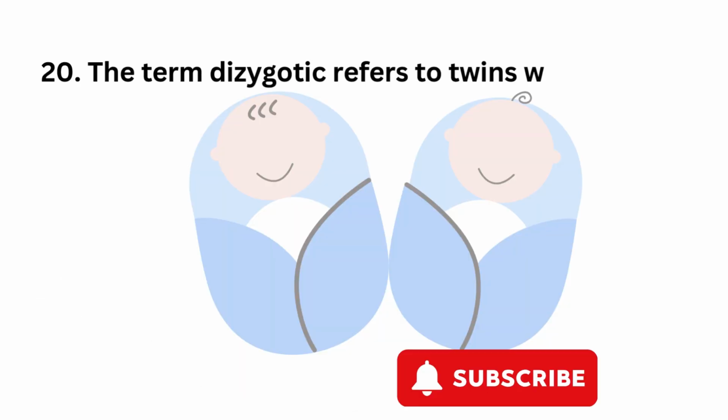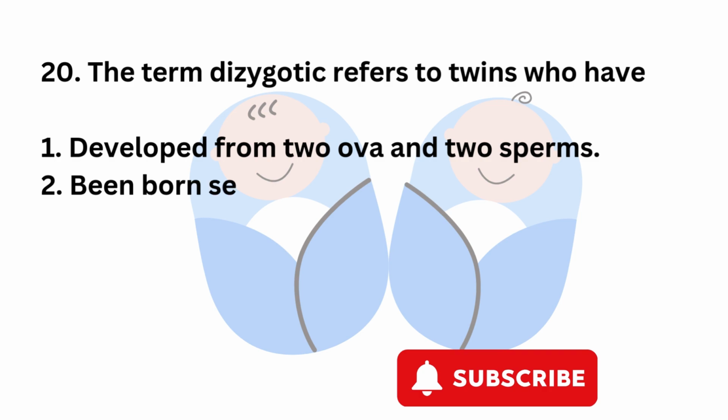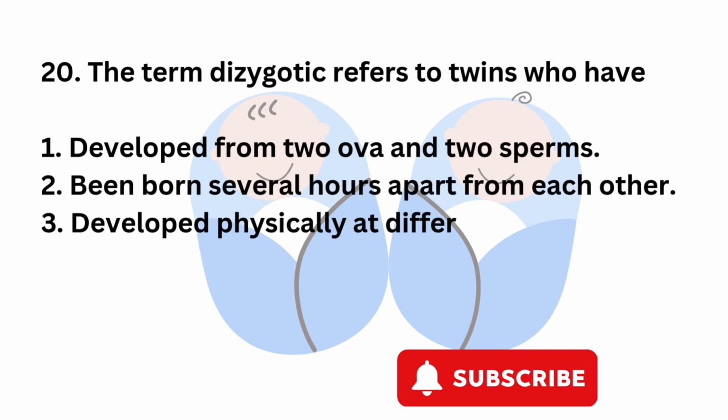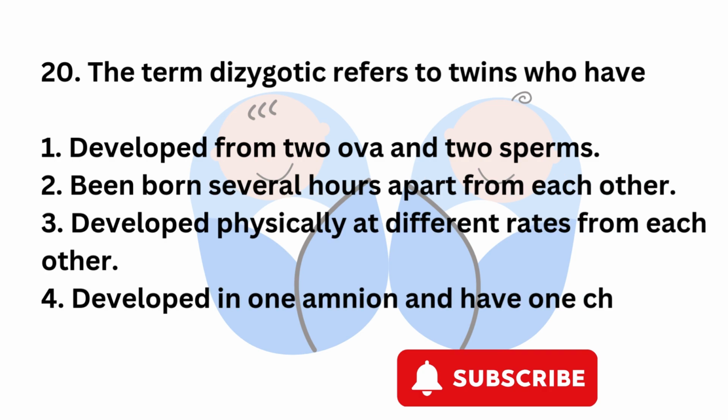The term dizygotic refers to twins who have 1. Developed from 2 ova and 2 sperms. 2. Been born several hours apart from each other. 3. Developed physically at different rates from each other. 4. Developed in one amnion and have one chorion.